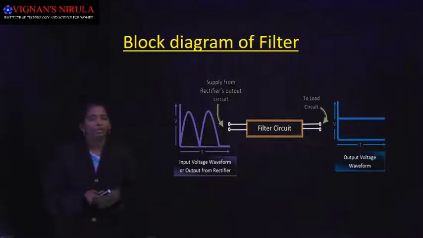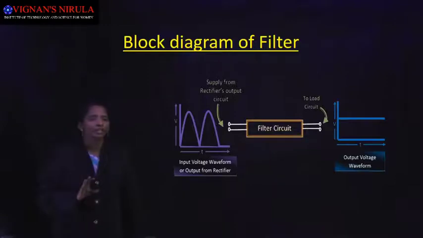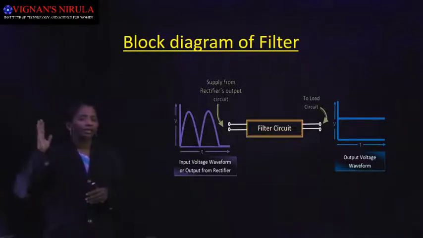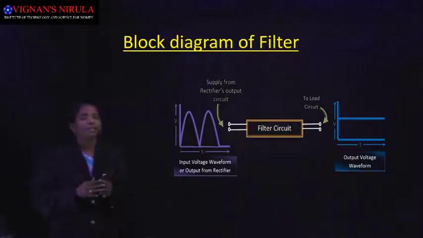If you remember the RPS block diagram, after the rectifier we have the filter circuit. The first circuit is the transformer, the second one is the rectifier, the third one is the filter, and the fourth and last one is the regulator. Do you remember? We already saw the transformer and rectifiers. Now we are going to see the filter.